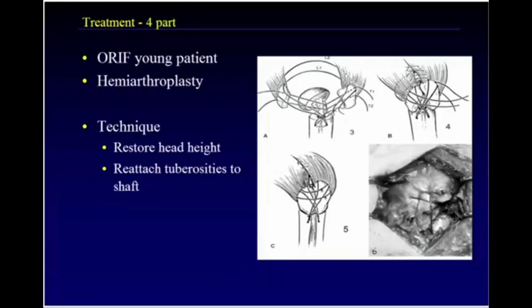Now, a young patient with a 4-part fracture has a very severe injury. Again, both the greater and lesser tuberosity are disrupted, and that's the young patient where you would probably consider a hemiarthroplasty as the treatment of choice. With your technique, you want to restore the height of the proximal humerus, so avoid sinking the prosthesis down into the humeral shaft. And of course, it's very important that you reattach the tuberosities to the shaft to restore rotator cuff function to the patient.